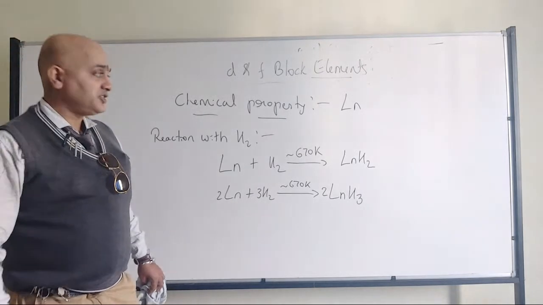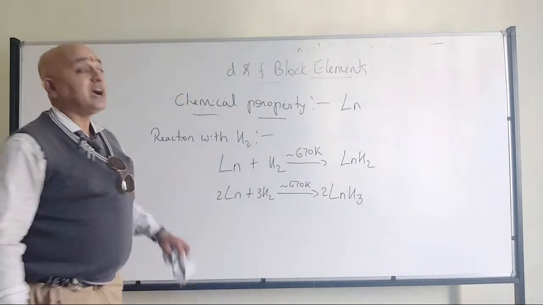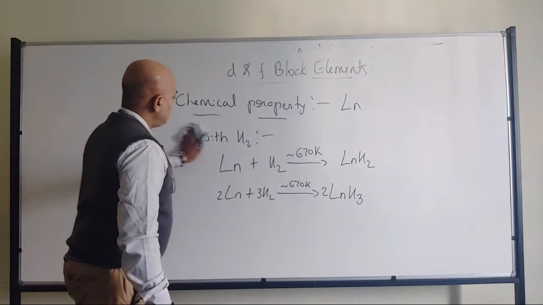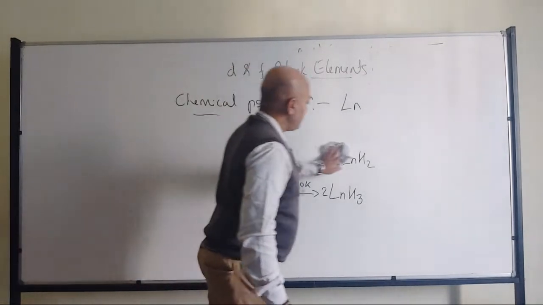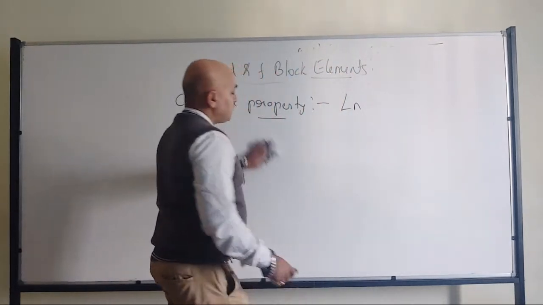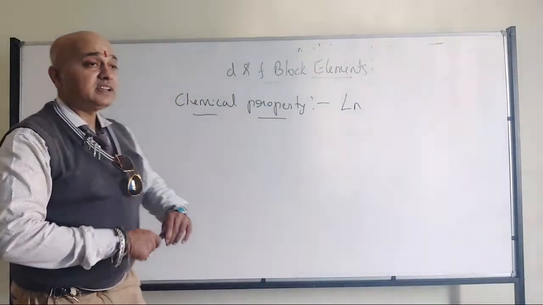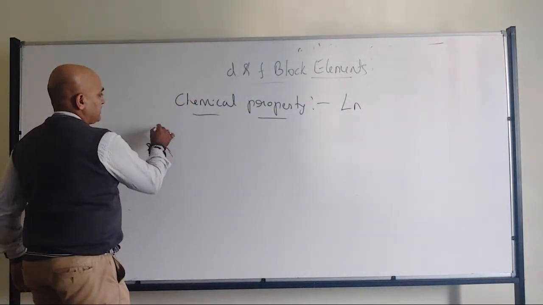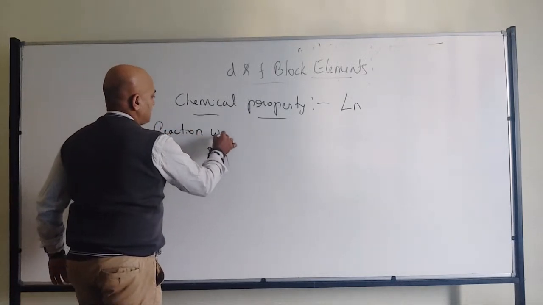What is the oxidation state of hydrogen? It will be -1. So in hydrides, hydrogen will have the oxidation state of -1. So that's where we have one of the chemical reactions. Now if I increase the temperature, now I am talking about reaction with carbon.